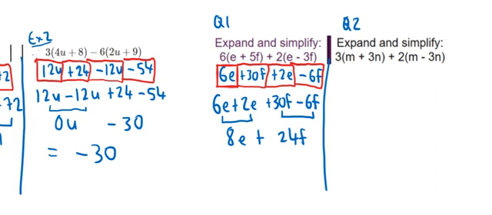My second question then, 3 multiplied by m is 3m, 3 multiplied by 3n is 9n, 2 multiplied by m is 2m, and 2 multiplied by minus 3n is minus 6n.